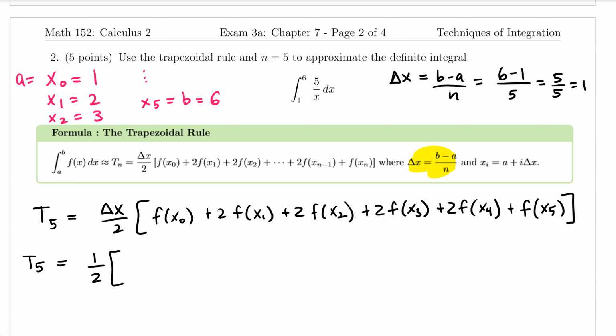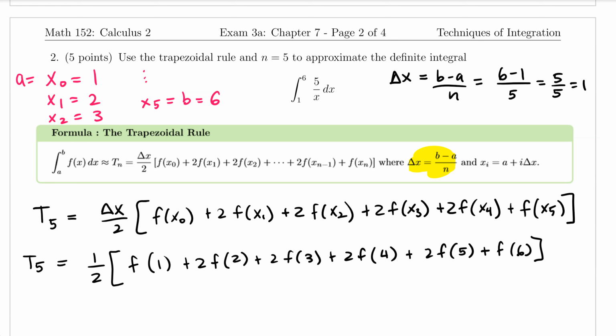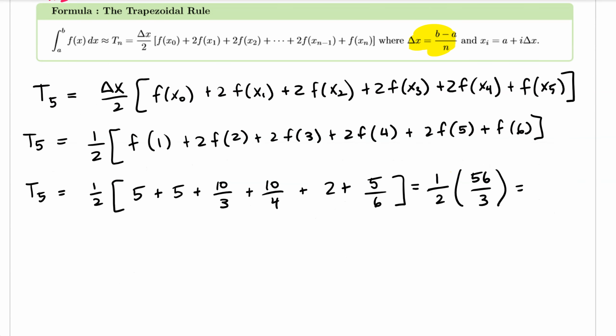So I'm going to go ahead and fill in this formula down below now. Okay, so we're at this stage. I want to go ahead and plug in these x values into our function now, where f of x is equal to 5 over x. So I'll go fill those out really quickly. So I went ahead and plugged in 1 through 6 into our function, and we have those numbers inside of our brackets. We're simplifying that so we get 1/2 times 56 over 3. And finally, if we reduce our fraction after multiplication, we get that our final answer is 28 over 3. So that is our approximation for the original definite integral.